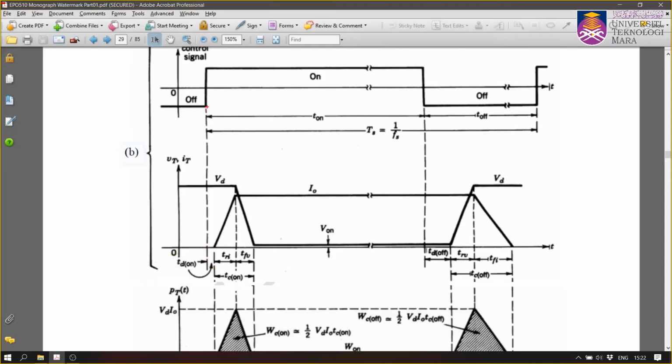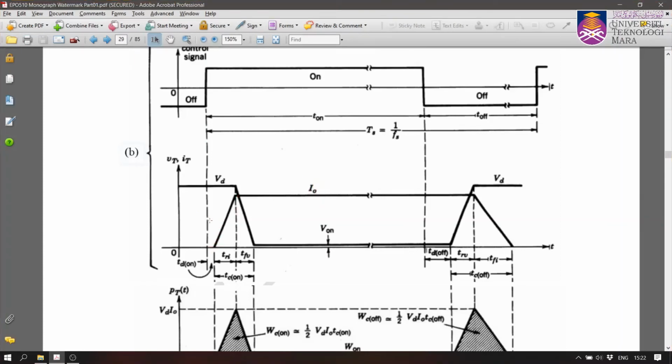We trigger the switch at this particular point. However, because of some non-linearity of the switch, it only turns on at this particular point. This is known as the delay time. Okay, don't worry about that. But after that, we see the current start to rise. This is the current. The current starts to rise from 0 to the circuit level I naught.